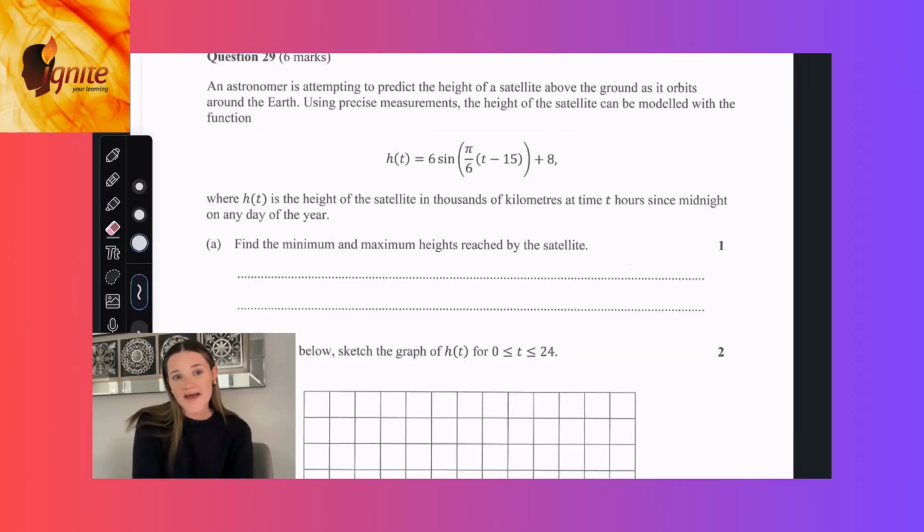Hi, so we're going to be answering question 29 from the 2024 CSSA Math Advanced trial paper. For question 29, we have an astronomer attempting to predict the height of a satellite above the ground as it orbits around the Earth.